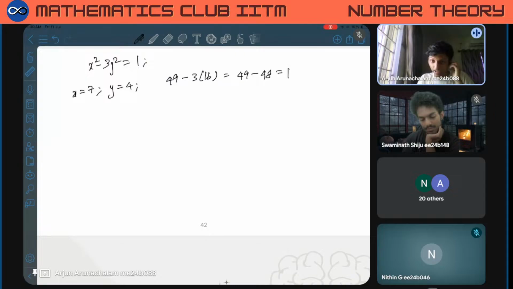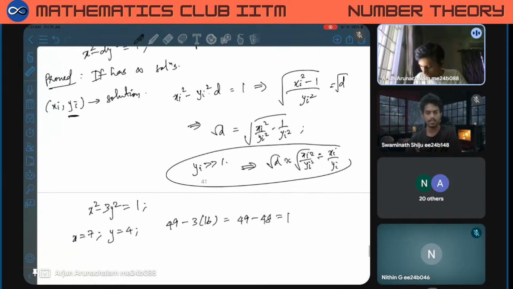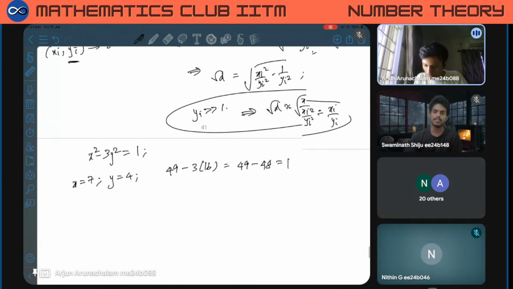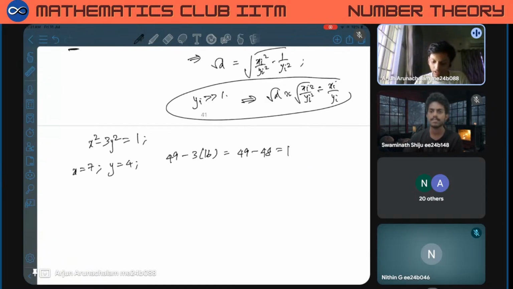Fine. So let's say you find a bigger solution in terms of x and y, then that just gives you a better rational approximation for root d itself, right? You can also try it out for other irrational roots like root 7, root 5, root 11, root 9, and other things. So that kind of concludes my part. Now Swami will carry on with number theoretic functions.